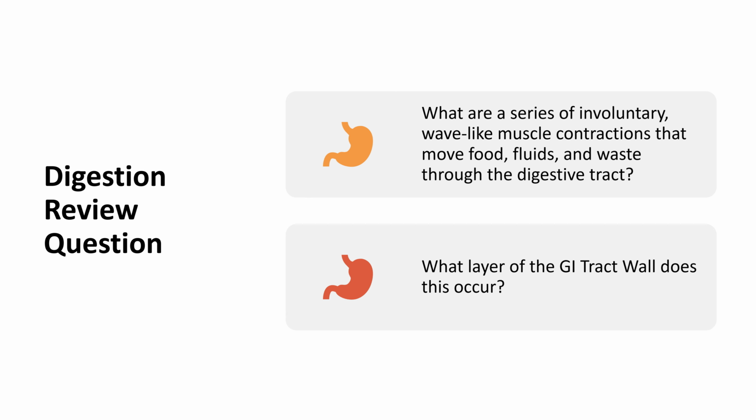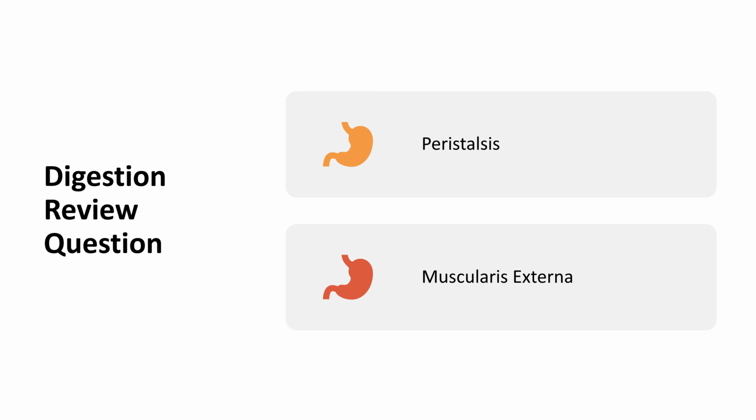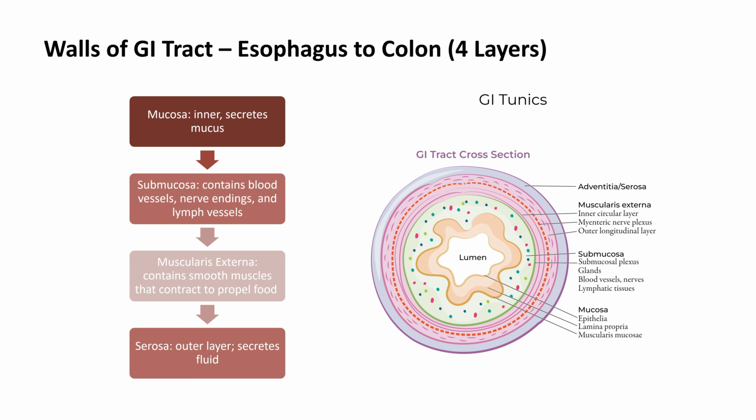What are a series of involuntary wave-like muscle contractions that move food, fluids, and waste through the digestive tract? I haven't reviewed it. We're using the question as a review. So does anyone know what this is? And then what layer of the GI tract wall does this actually occur in? So it's called peristalsis, those wave-like movements, and your muscularis externa is where that happens. So let's go back a little bit. Your muscularis externa contains your smooth muscles, and it does say that it contracts to propel food.